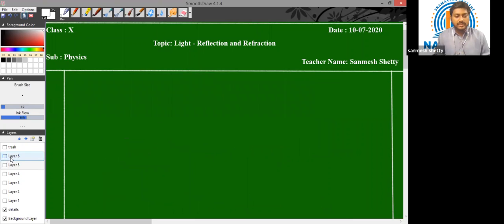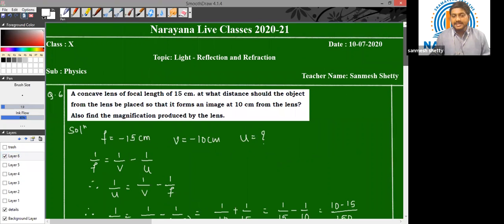Let us proceed to our next question, the last question of today's assignment. A concave lens of focal length 15 centimeter. At what distance should the object be placed from the lens so that the image is formed at 10 centimeter from the lens? Now in this case, the concave lens is given. That's why the focal length is taken as negative, because the focal length of a concave lens is always negative. That's why minus 15 centimeter. Also, the image is given at 10 centimeter from the lens.